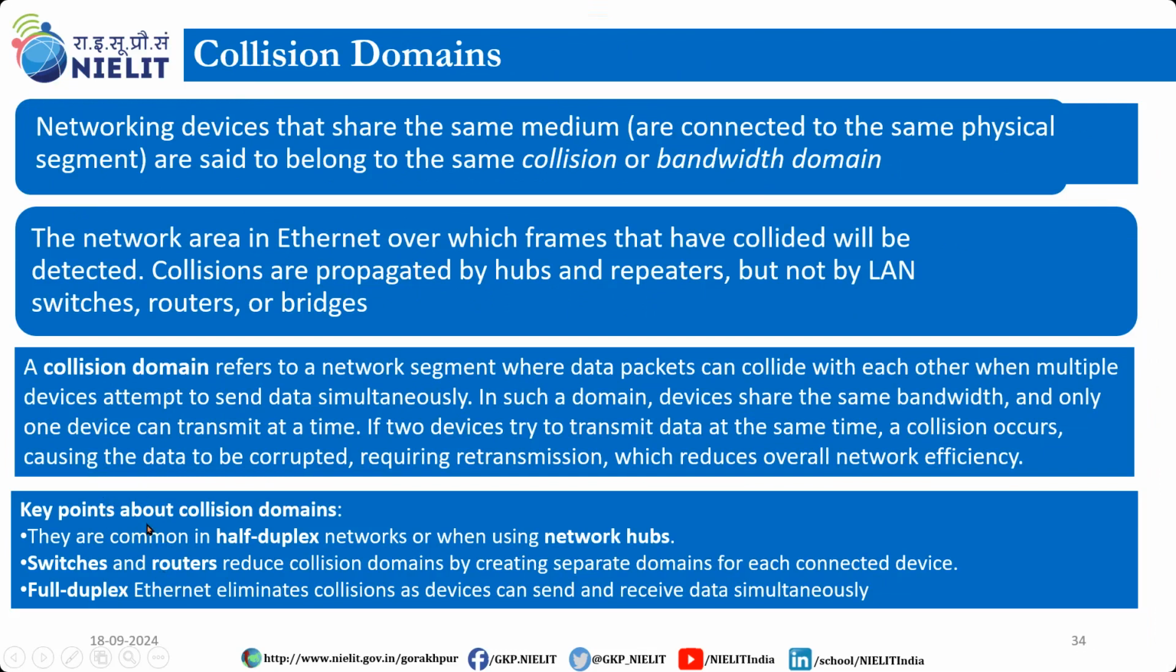So some points about collision domains: they are common in half duplex. Every half duplex device or network has a single collision domain. A hub is an example of a half duplex device, and any communication system which has a half duplex communication mechanism will have a single collision domain, because you cannot transmit bidirectional communication at the same time due to the limitation of the communication channel.